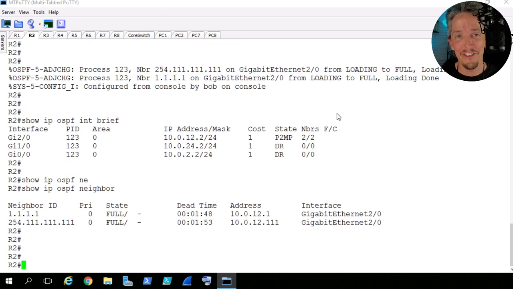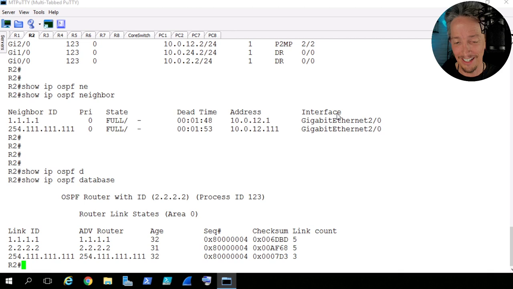Look at that. Full adjacencies. So all three routers just said, great, full adjacencies with everybody. Everything matches. The network matches, the area type matches, the timers match, and we're good to go. And since we did that, check this out. Show IP OSPF database.